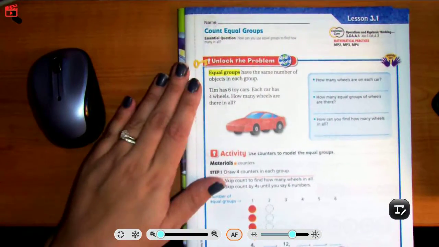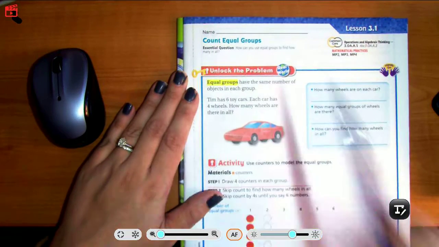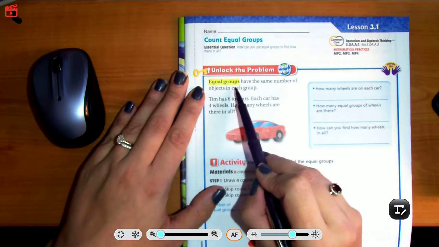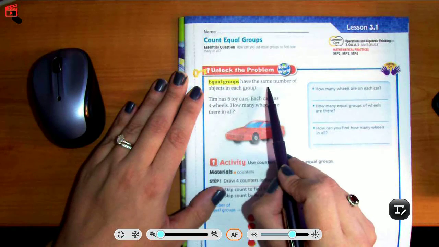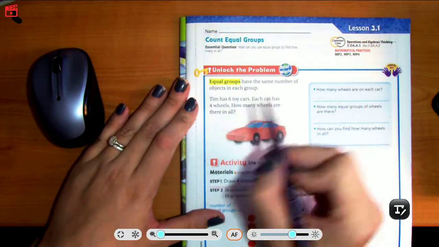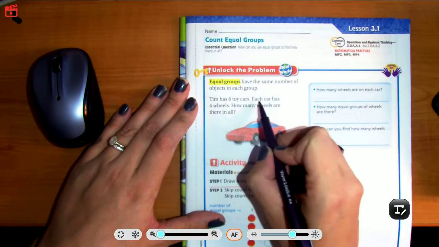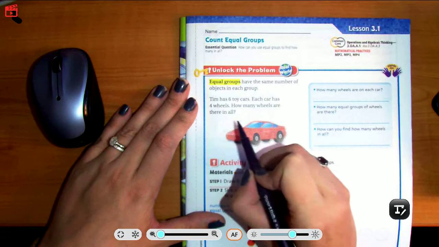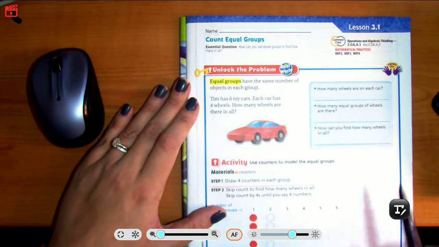Okay, today we're going to begin lesson 3.1, Count Equal Groups. Equal groups have the same number of objects in each group. Tim has 6 toy cars. Each car has 4 wheels. How many wheels are there in all?